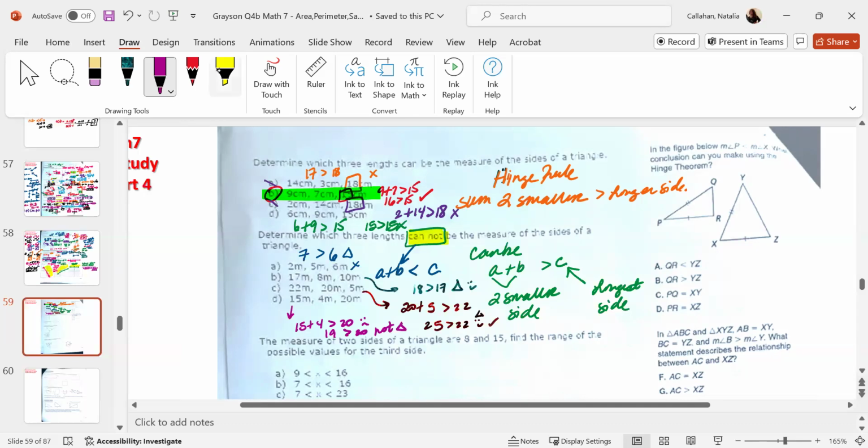Why is there a sad face? Means that cannot be a triangle. Oh. 15 plus 4 is 19. 19 is not bigger than 20. Okay.